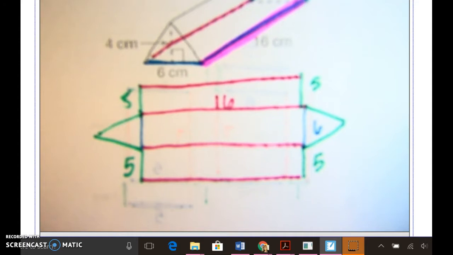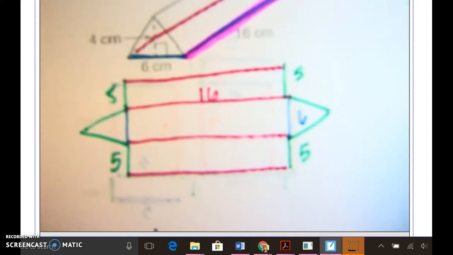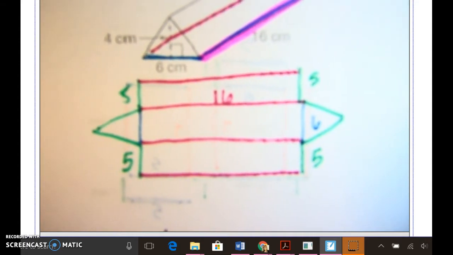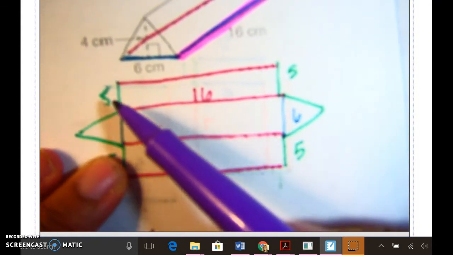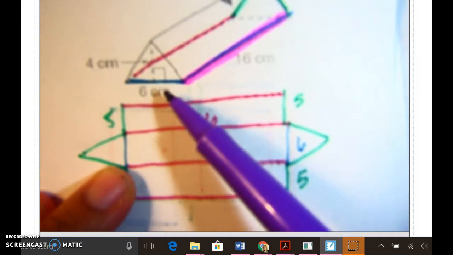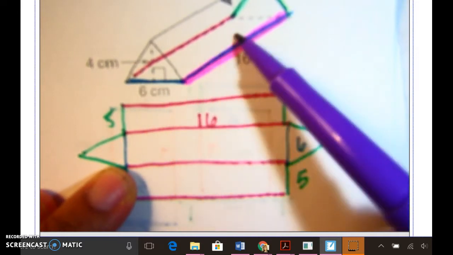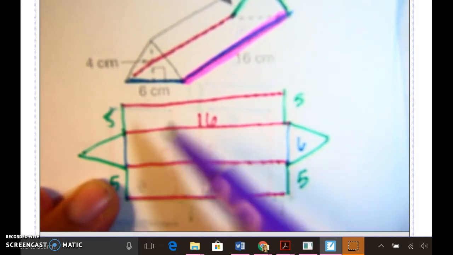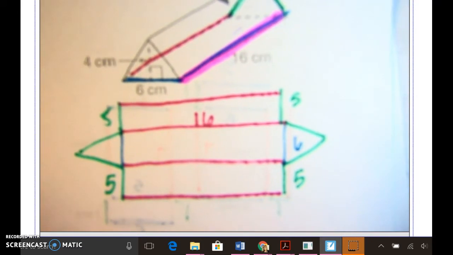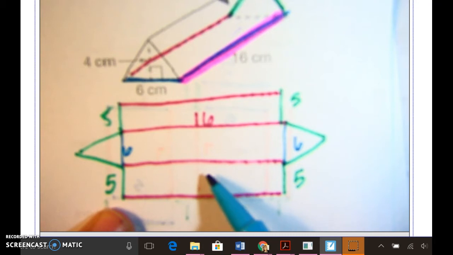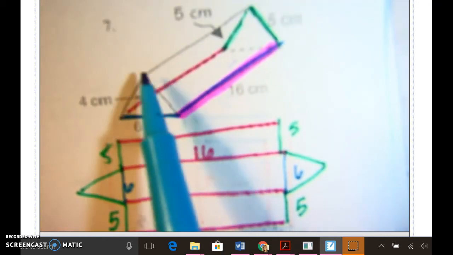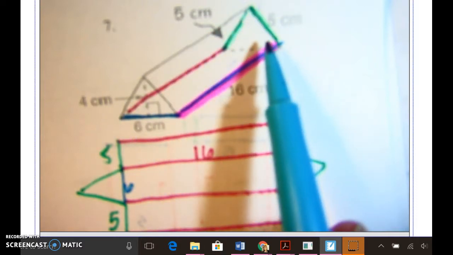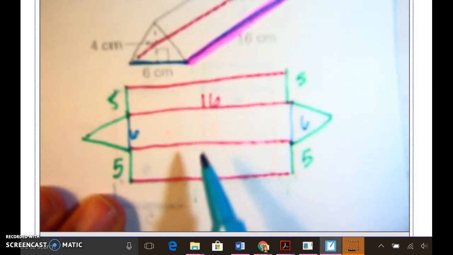You need to label everything so that you know how to find your areas. Well, you're going to have a 16 by 5. You're going to have a 6 by 16, the bottom. This is 6. 6 times 16 for this one, and this is a 16 by 5. Those are the sides, 16 by 5. 5 and 16, and the bottom is 6 times 16.